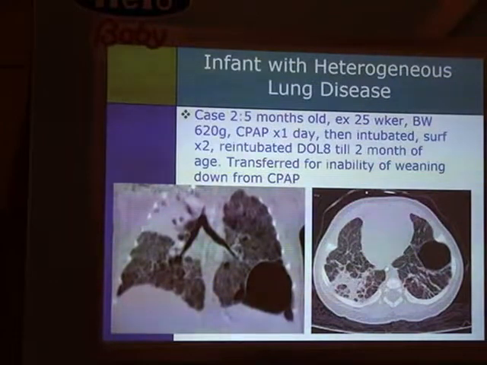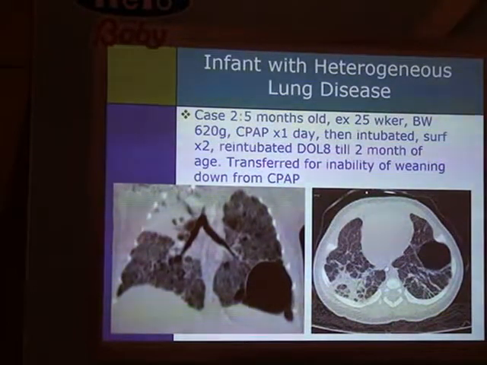One of our next cases is an infant with a very heterogeneous lung disease. This is a five-month-old when presented to our hospital. It was a 25-weeker, birth weight was 620 grams, only on CPAP for 1 day. This unit treats their infants with CPAP primarily, and then when they get RDS, intubates and gives surfactant. So after 1 day, it was intubated and given surfactant, 2 doses. And then extubated after the second dose, was re-intubated again on day of life 8 until 2 months of age.